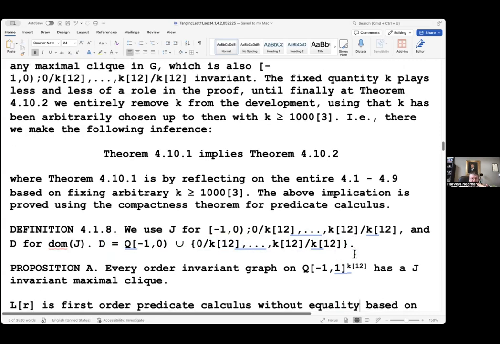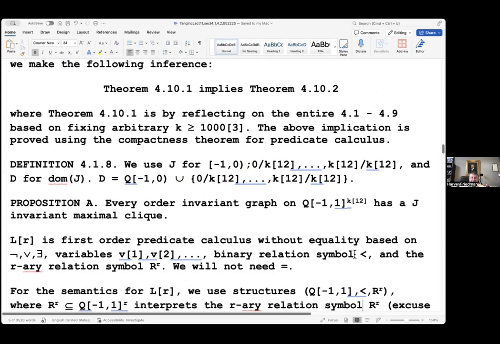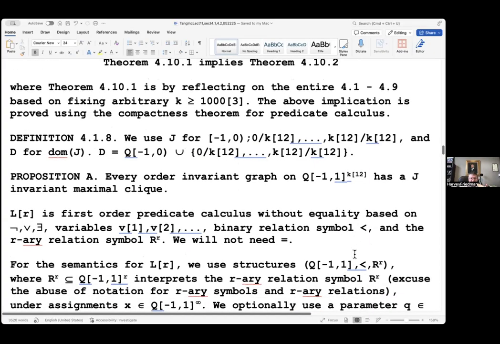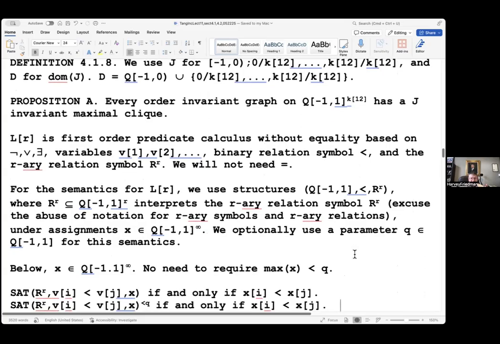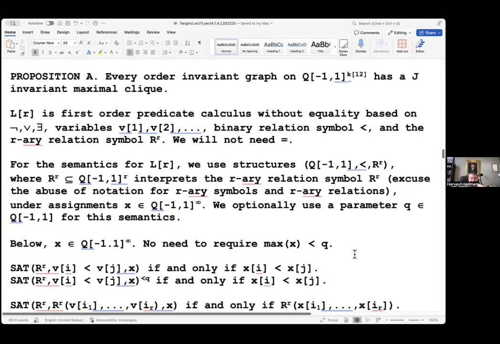Okay, now we restate the thing we're reversing as: every order invariant graph has a J invariant maximal clique. That's the statement we're reversing. That's the right form of it. That's the best form of it, to say it that way.